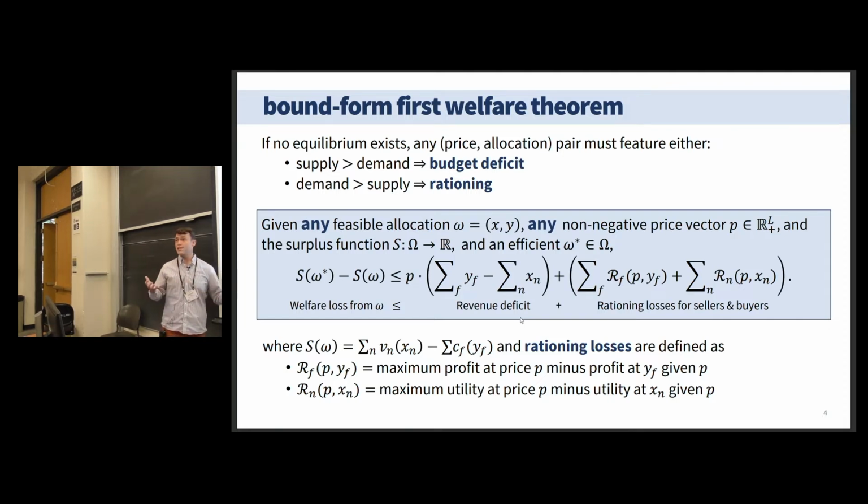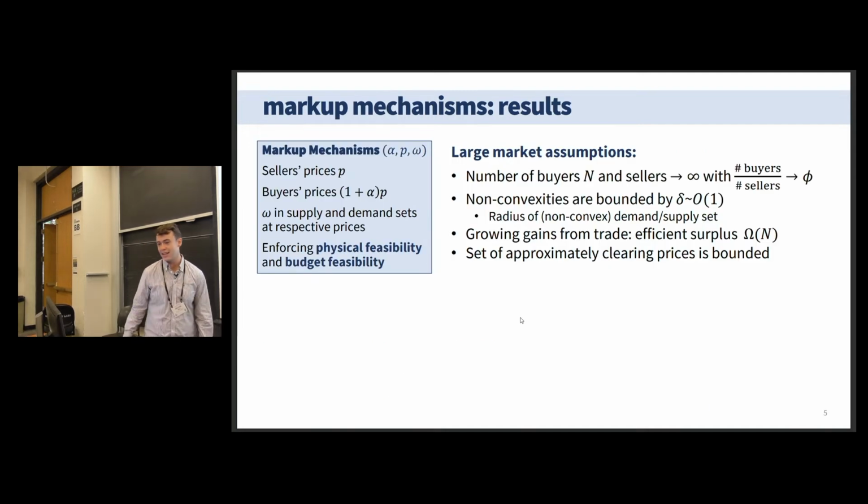So why do we call this a first welfare theorem? If you take a competitive equilibrium, a Walrasian equilibrium, it's a price allocation pair such that there is no revenue deficit and no agents are rationed. So that says that there is no welfare loss as a consequence of rationing. That allocation is efficient. Okay, so I'm not going to present the proof of this result, although it follows fairly simply from weak duality in the convex program. So instead, I'll explain to you how we use these results.